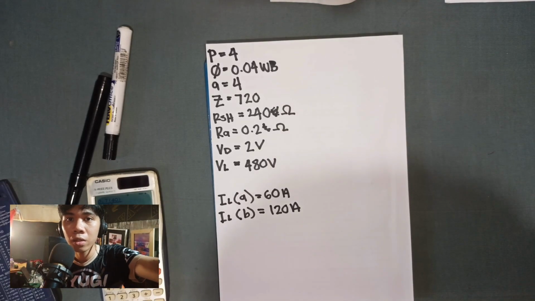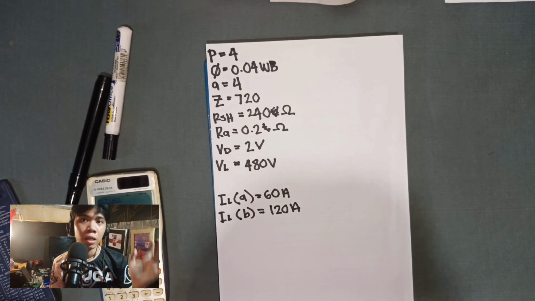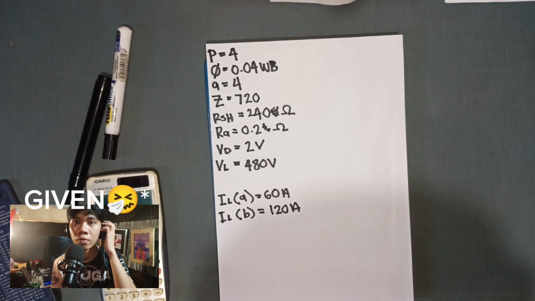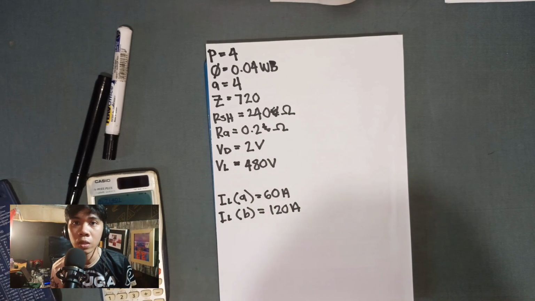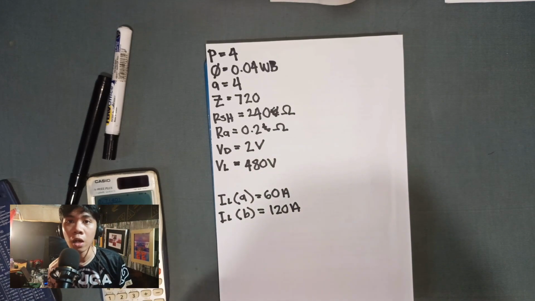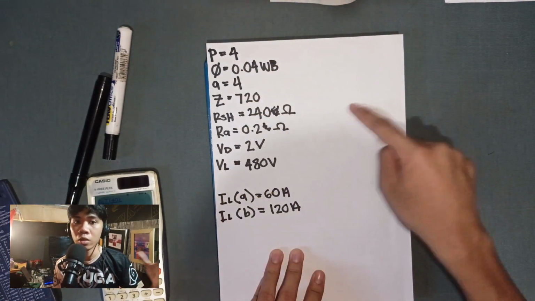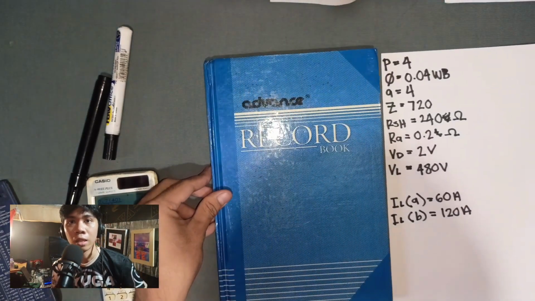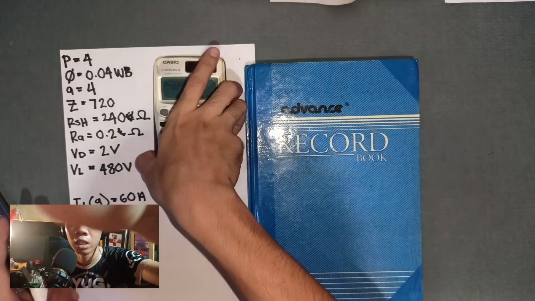Okay, now we are going to answer question number 2. Para hindi na ako magsulat-sulat ng napakahaba, sinulat ko na lahat ng formula: from pole to flux, the conductors, the RSH, the RA, the voltage drop, and the VL, at yung mga important na given, isinulat ko na lahat para hindi na tayo malito. Narito yung 0.04 Weber, nakasulat na rin dito yung iba pang mga formula.